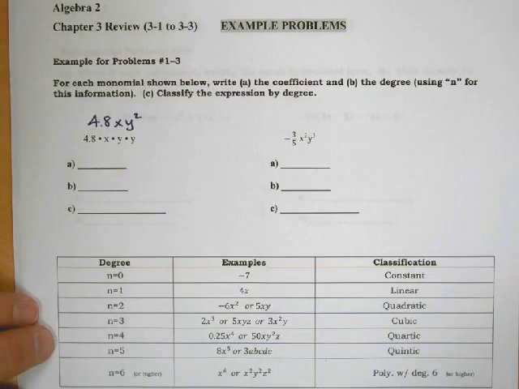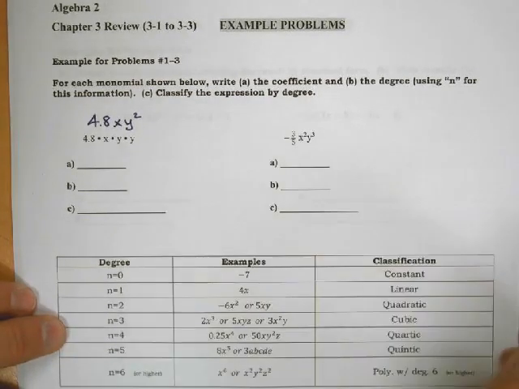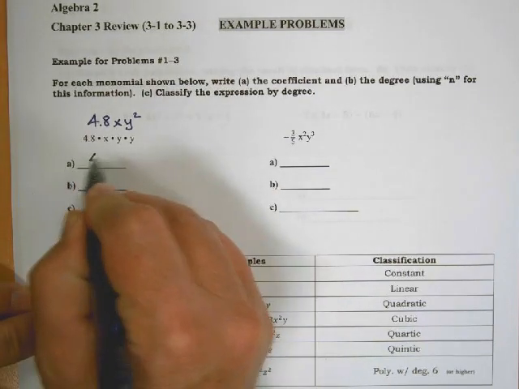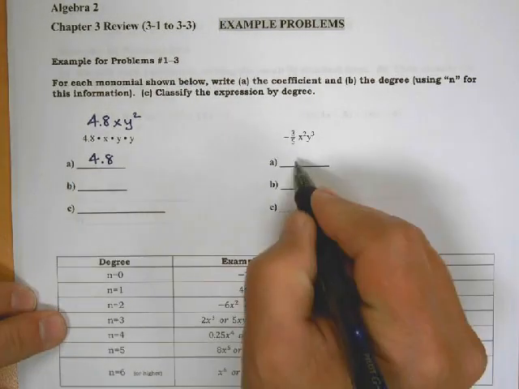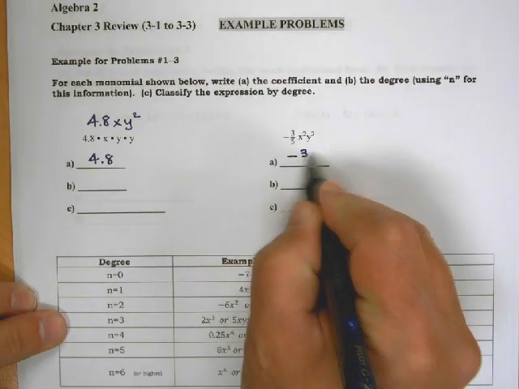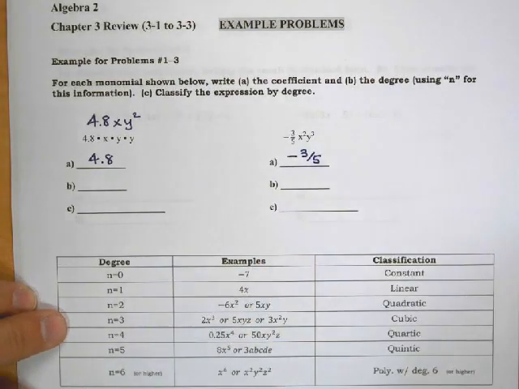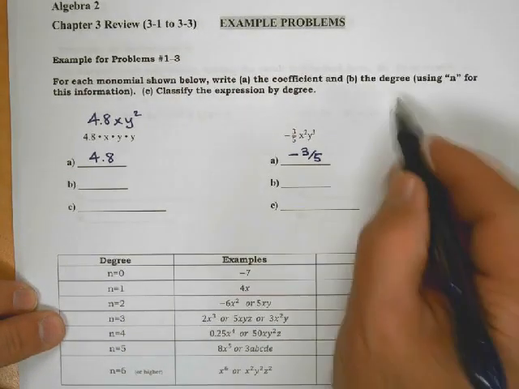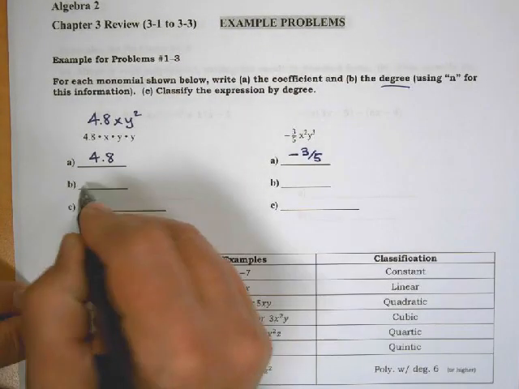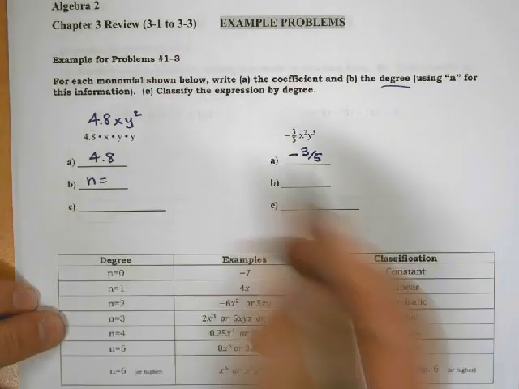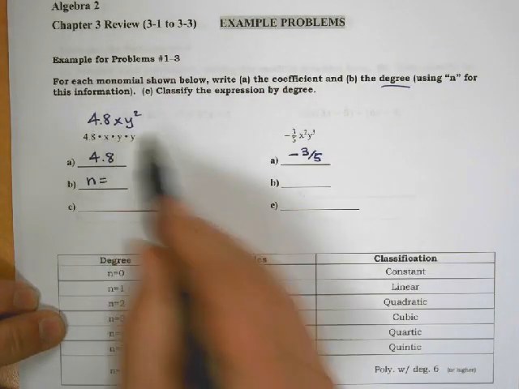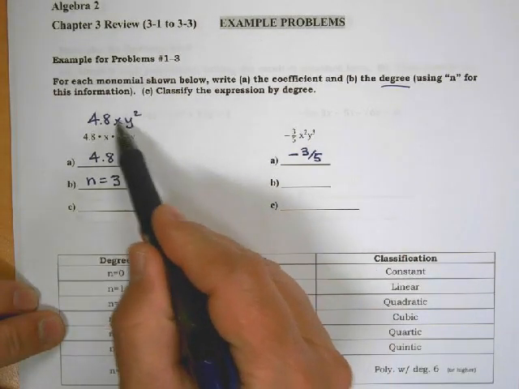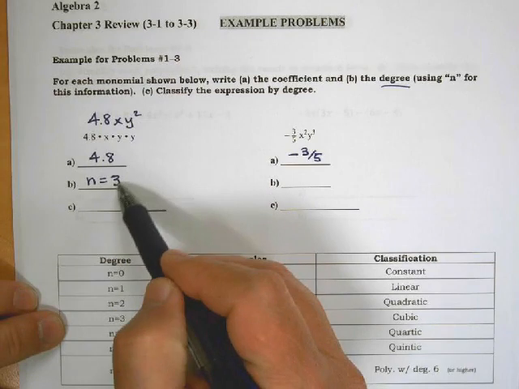Now the first thing we're supposed to do is write the coefficient number, and that's the number that's in front of all the variables. So here it's 4.8, and on the next problem it's -3/5. So that takes care of the coefficient part. Part B is the degree, using n to express it. So here n is equal to, you count 1, 2, 3 variables. And it's kind of disguised up here, but there's an x and two y's, so 3 variables.